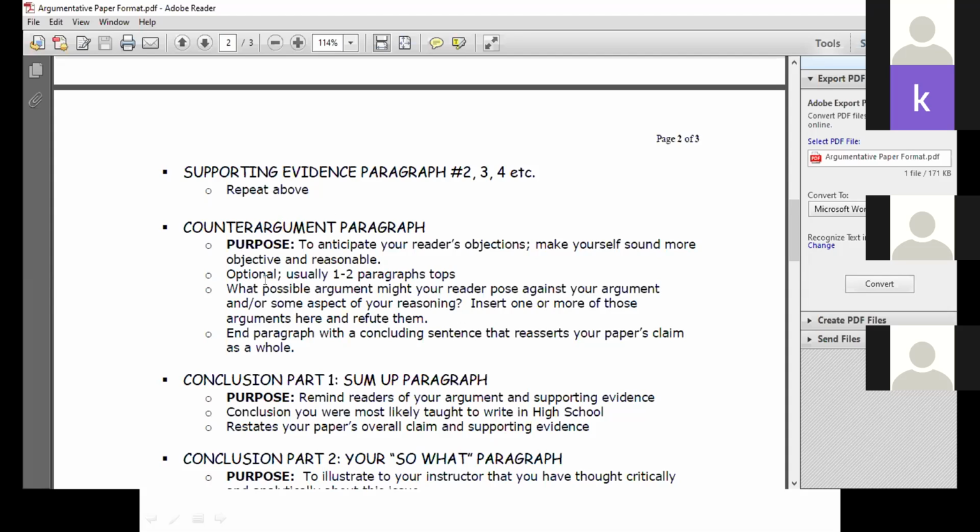Okay, and then you have to take out all the objections, go through them, and at the end specify why your claim is better. So end the paragraph with a concluding sentence that reasserts your paper's claim as a whole. Okay, so you have to touch that part as well.